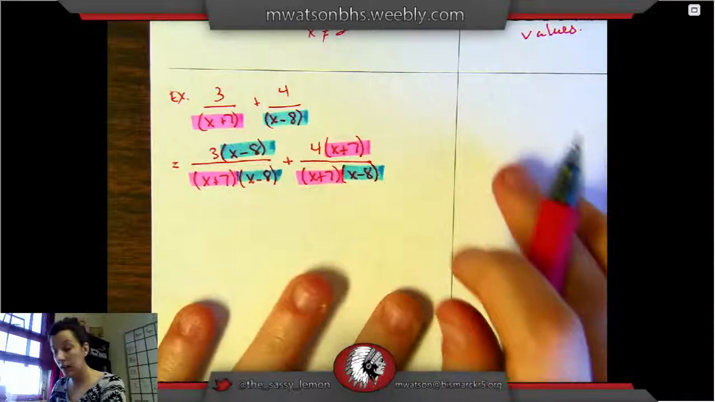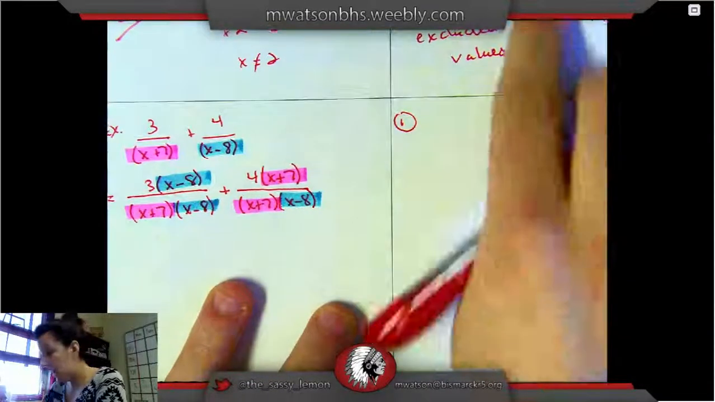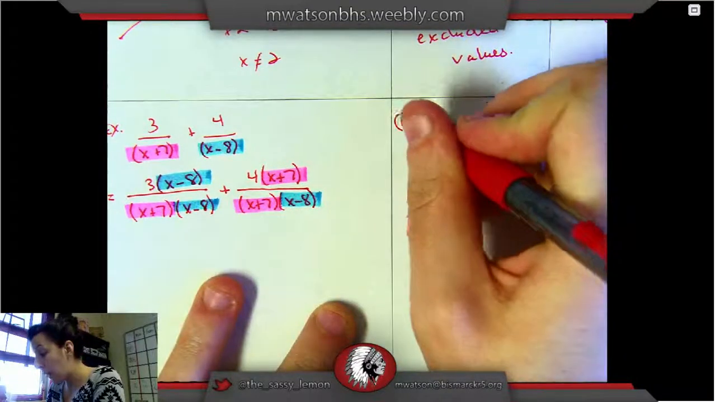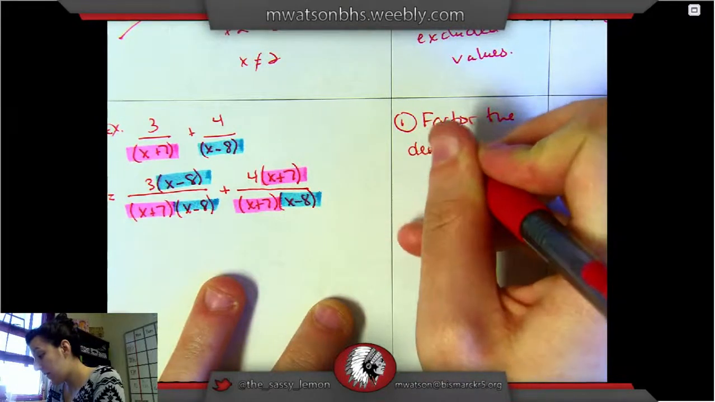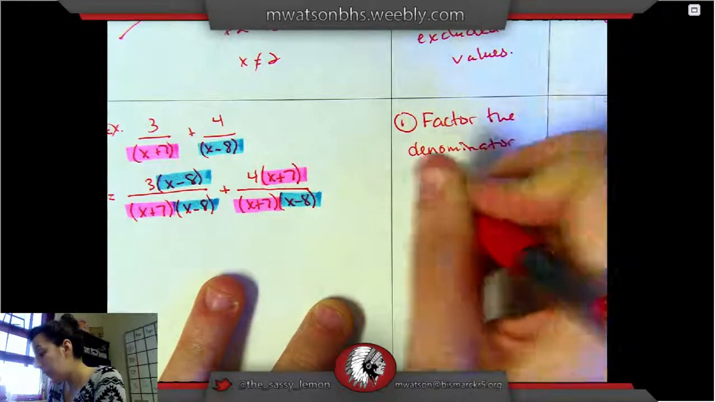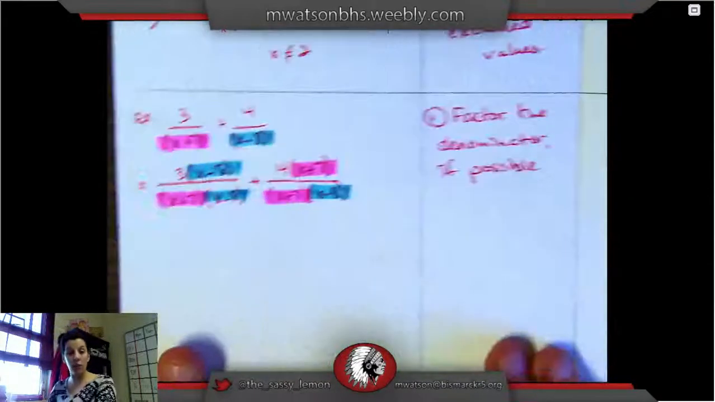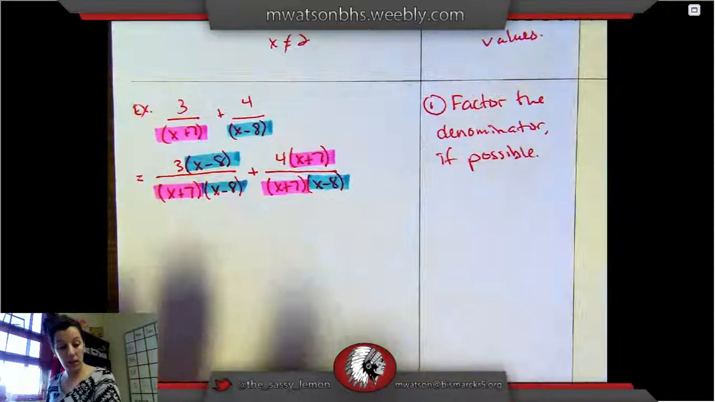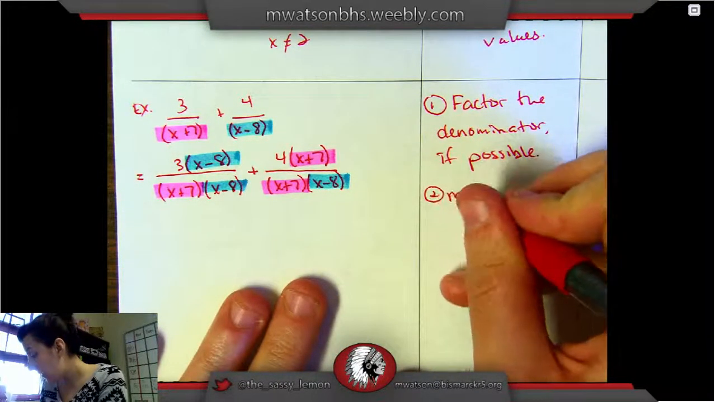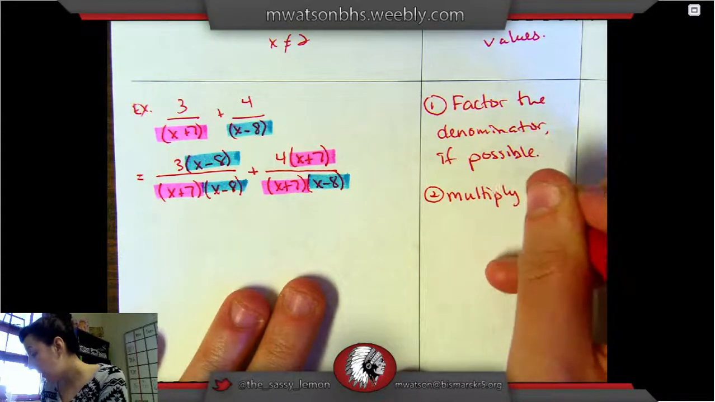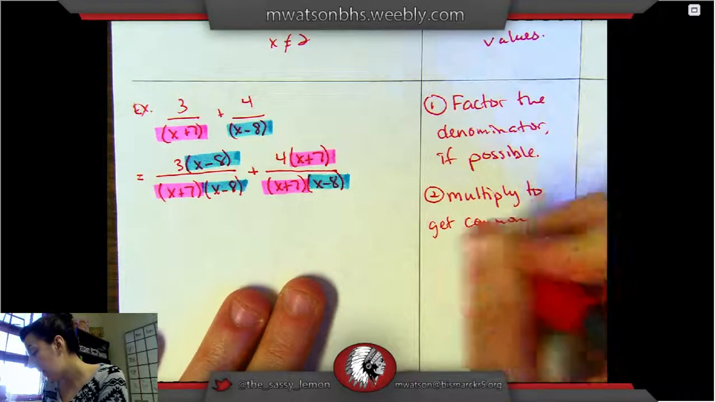Now over here, we need to keep track of some of our steps. Our first step here normally is to factor the denominator if possible. Now here we didn't need to factor the denominator. I started off with an easier problem. So what we first did was we multiplied, so write multiply to get common denominators.